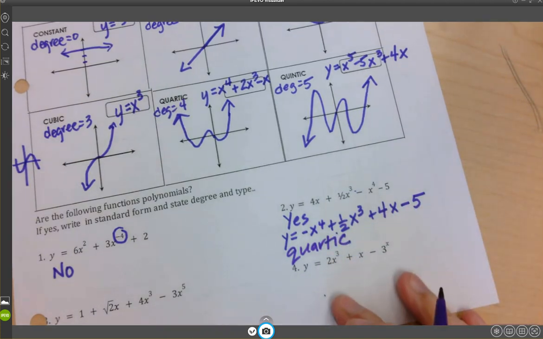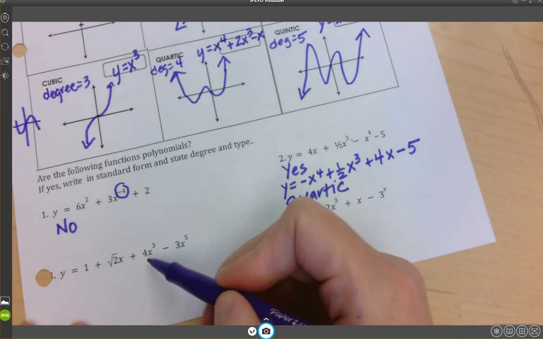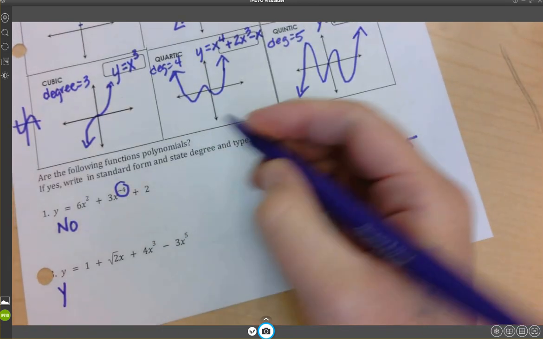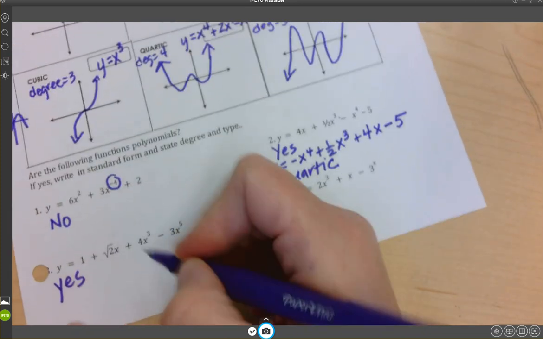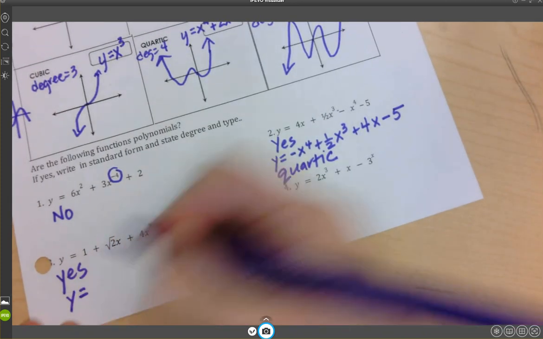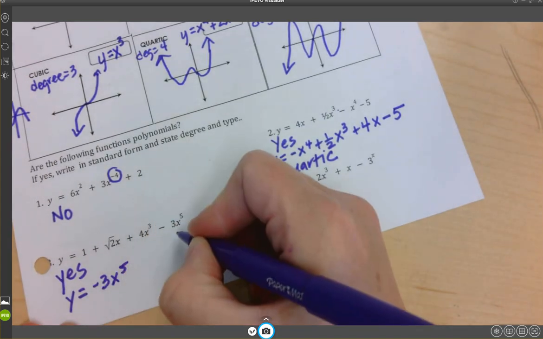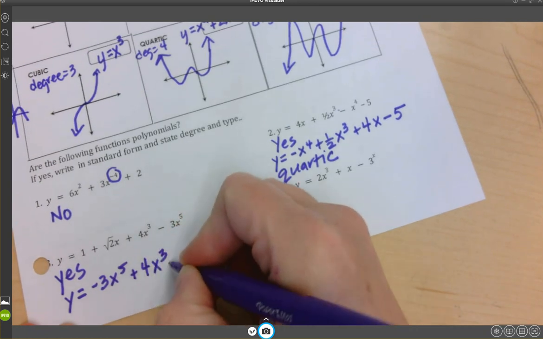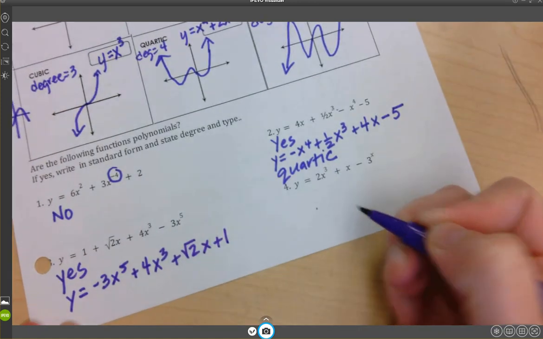And let's look at the next one. Number 3, your coefficients are all real. It's okay that this is a root 2. That is real. And your exponents are all whole numbers. So this is a yes. To put it in standard form, we would have the one with x to the 5th first, then the term with x to the 4th, then the term with the x, and then the 1. Because the degree is 5, you should have written quintic.